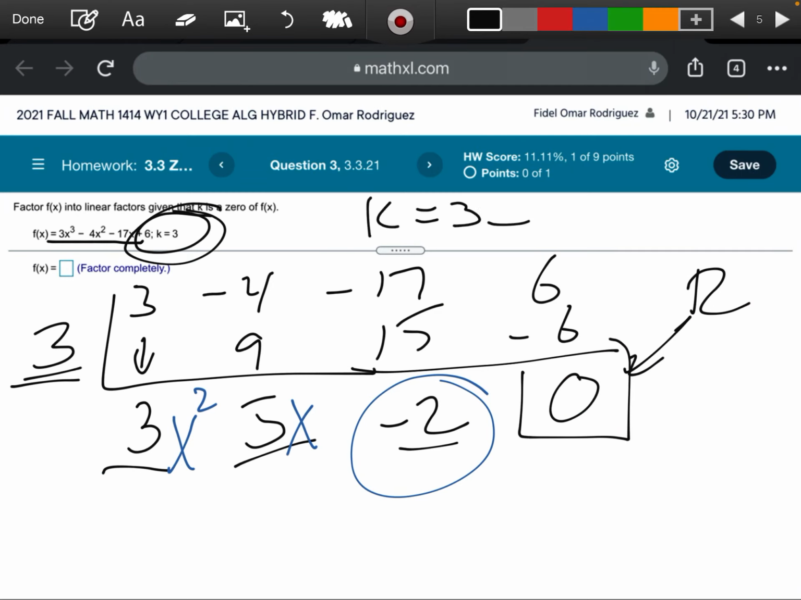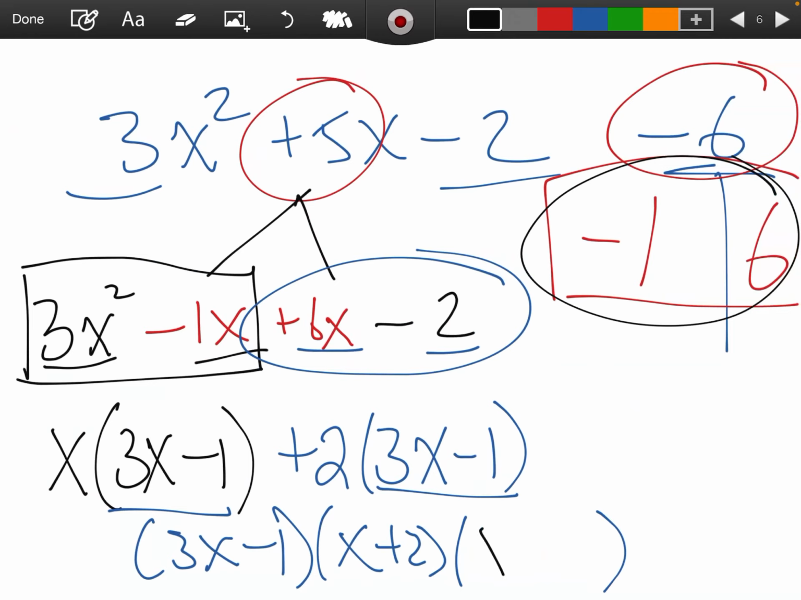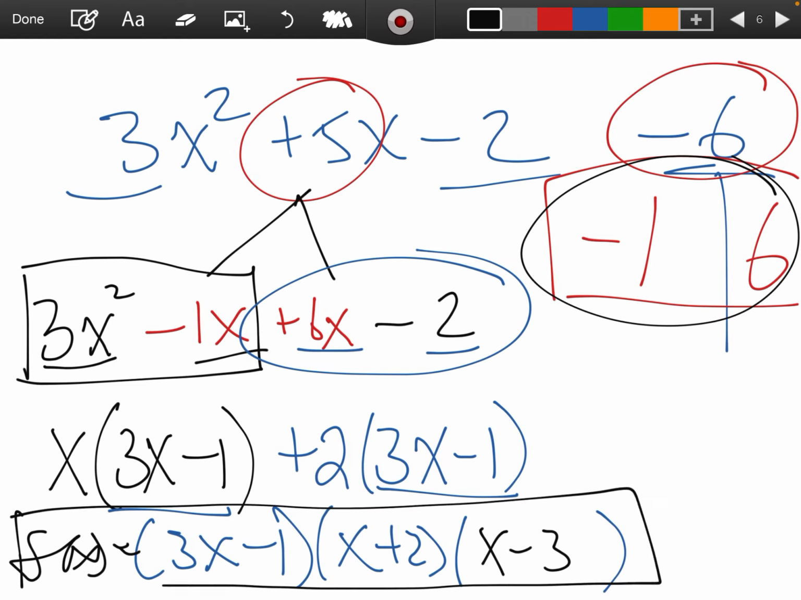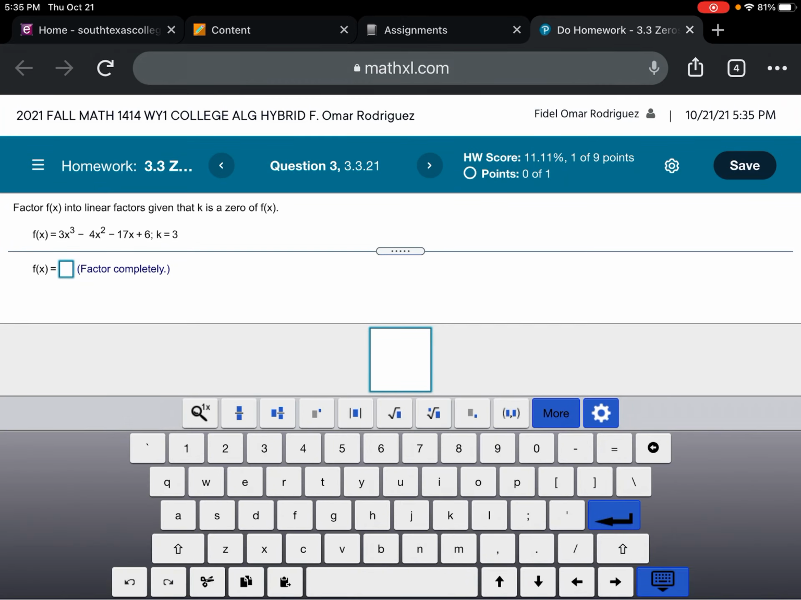Remember how in the original problem they told me k was equal to 3? We can think of that as the same thing as saying x is equal to 3. And if x is equal to 3, when I bring that 3 back, that's going to give me a factor of an x minus 3, and that's my third factor. So my f of x is equal to this part here, and that's how it is in the factored form. So 3x minus 1, x plus 2, x minus 3.